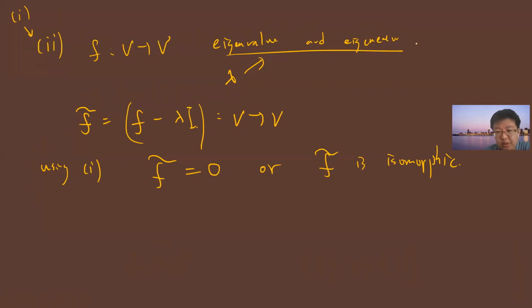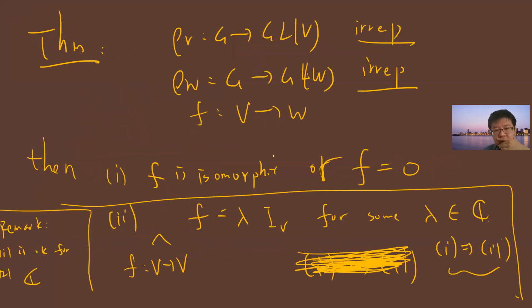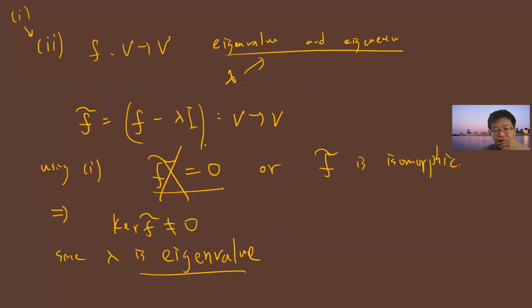Okay, but the problem is what? This f tilde cannot be zero, right? Because we pick an eigenvalue, so there exists a non-zero eigenvector. Which tells you that this case does not work, because the kernel of f tilde cannot be zero since lambda is an eigenvalue. So only f is an isomorphism.